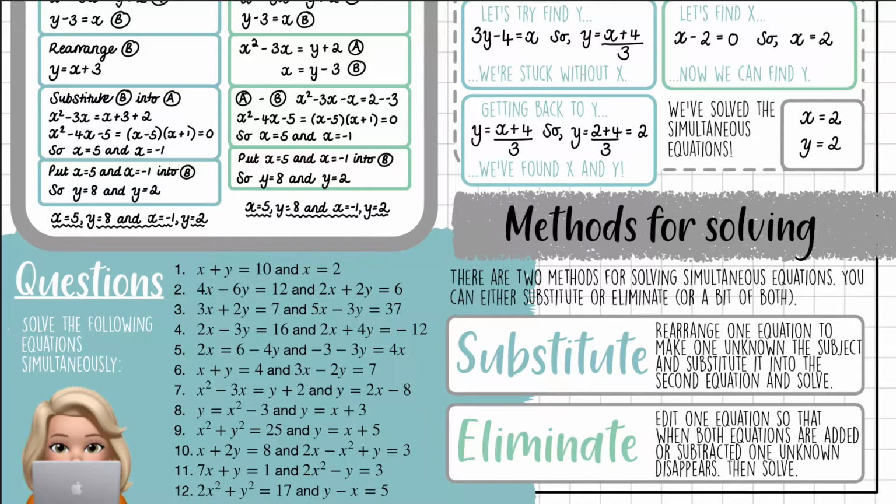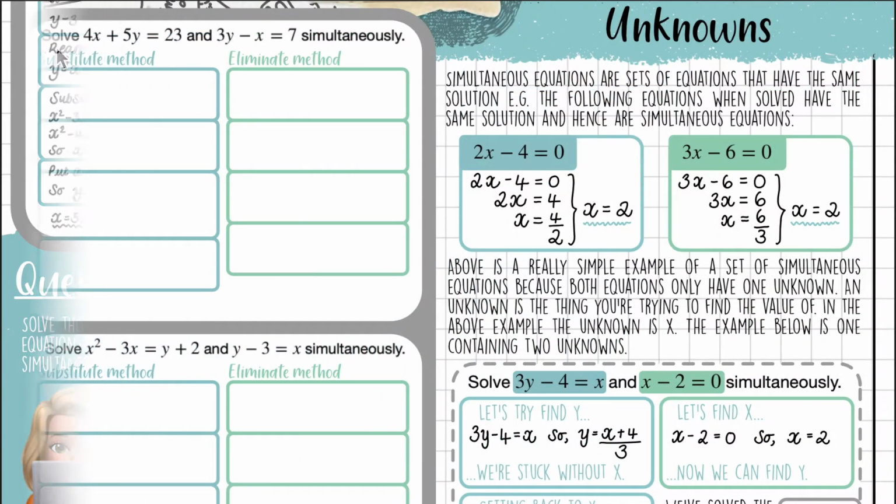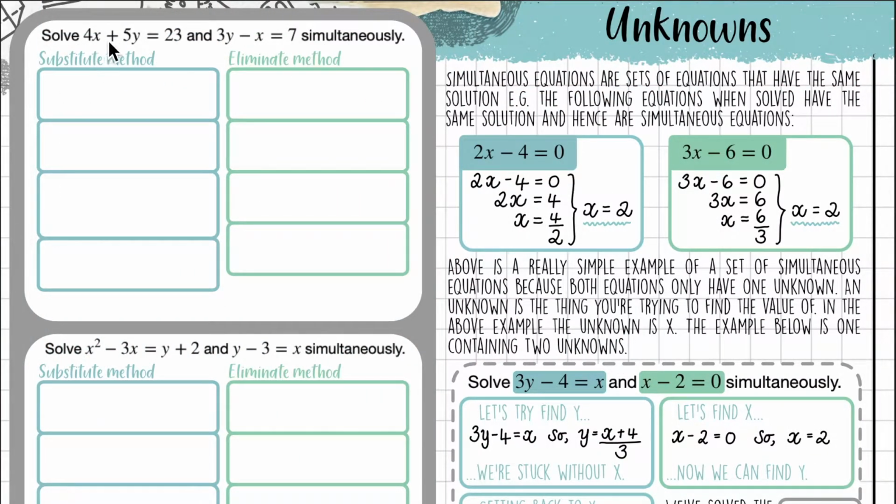However, if your equations both look equally as complicated, then the eliminate method tends to work. That's not always a sure-fire rule, it's just something I tend to find, but we'll go over this in the two examples that I'm about to go through. So here we have 4x plus 5y is equal to 23, and 3y minus x is equal to 7, and we're told to solve these simultaneously.